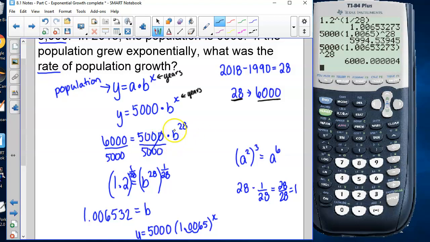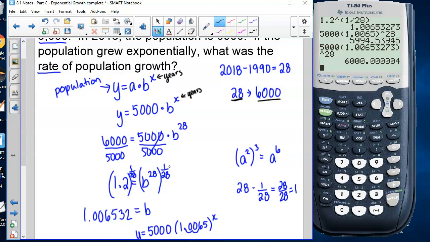Okay. So to solve for b, it's pretty much going to be the same process every time. We're going to do some more of these. We would divide by 5,000 or whatever number is here to get rid of that 5,000. So that gives us 1.2 here. So we end up with 1.2 equals b to the 28.